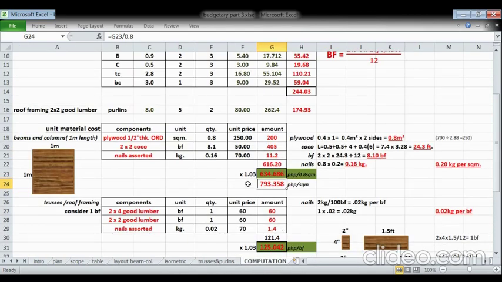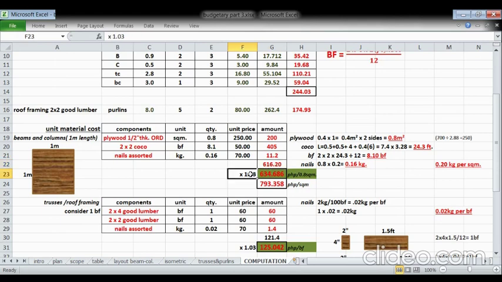Okay, may pahabol akong correction. Yung kanina, yung last part dito. So, this 634.686 is good only for 0.8 square meters. So, you have to divide this by 0.8 in order to have 793.358 PHP per square meter. These amounts are good only for 0.8 square meters.